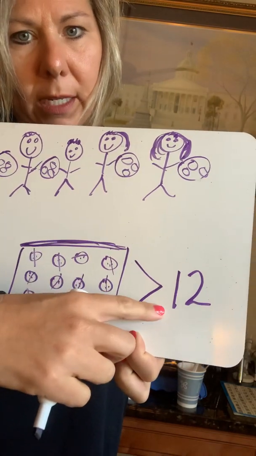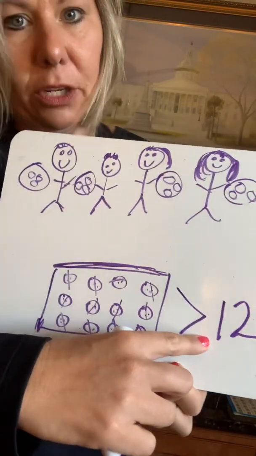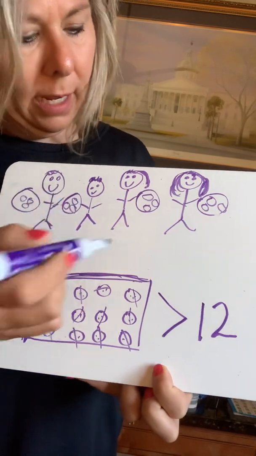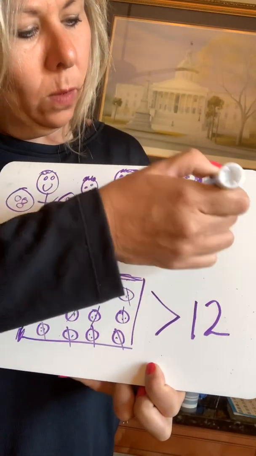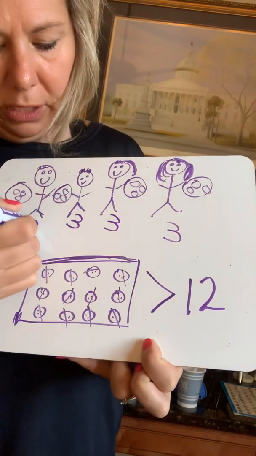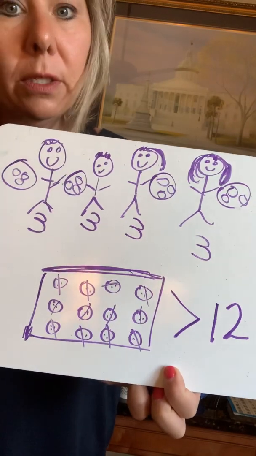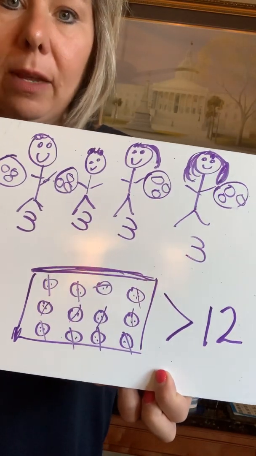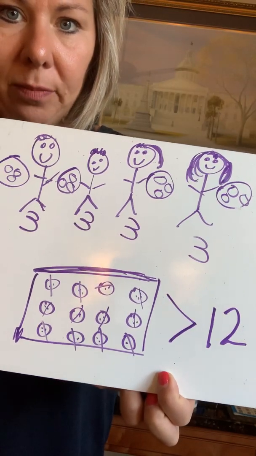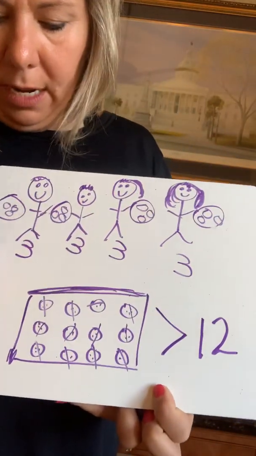There were 12 cookies on the tray. When it was a fair share, how many did each one get? 1, 2, 3. So if they each got 3 cookies, is that a fair share? Yes. Nobody got more than somebody else. Nobody got less than anyone else. So it is now fair. It's a fair share.